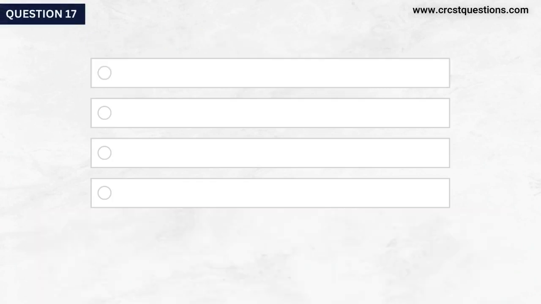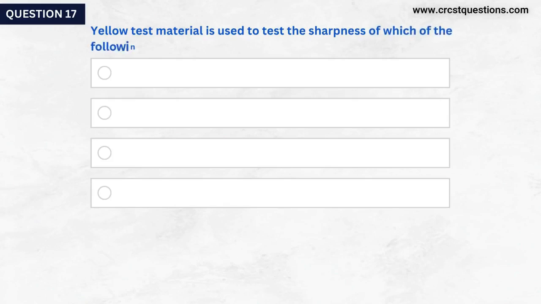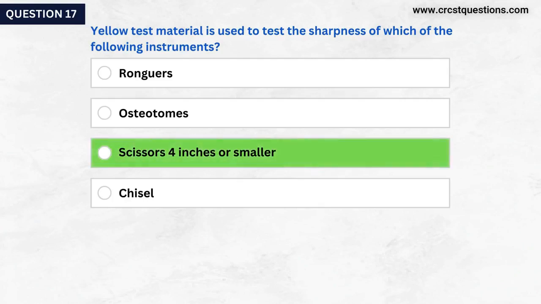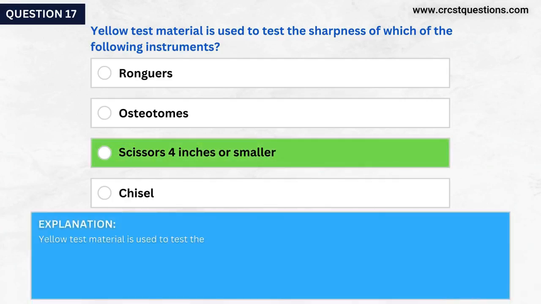Question 17. Yellow test material is used to test the sharpness of which of the following instruments? Rongeurs, osteotomes, scissors 4 inches or smaller, chisel. The correct answer is scissors 4 inches or smaller. Yellow test material is used to test the sharpness of scissors 4 inches or smaller. The scissors must be able to cut through the tips 2 to 3 times.